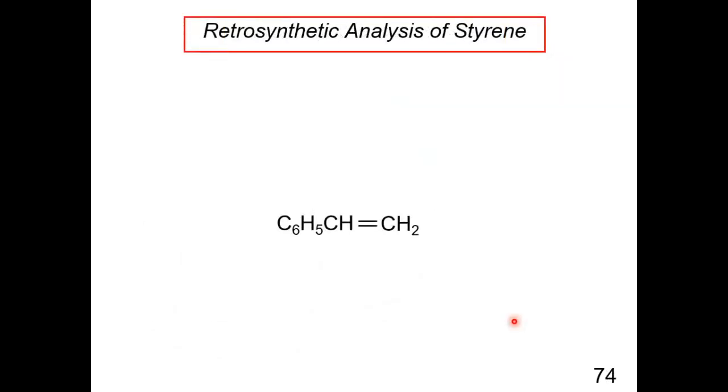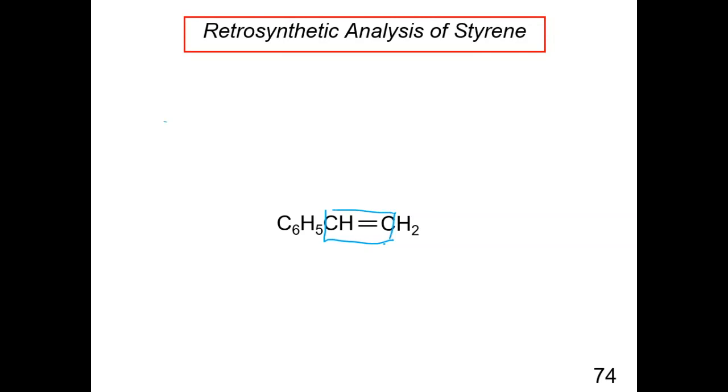So let's look at one example of how we're going to use this Wittig reaction to design the synthesis of an alkene. Okay, so this alkene we can isolate, and we can mark the double bond first. Okay, this is the double bond.